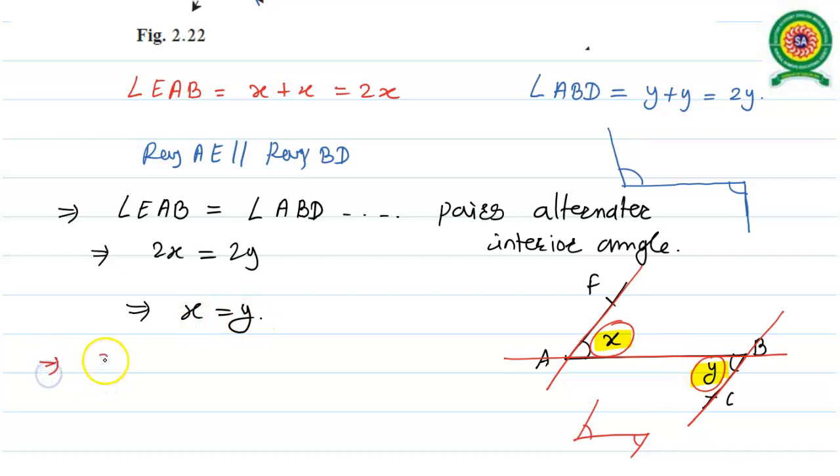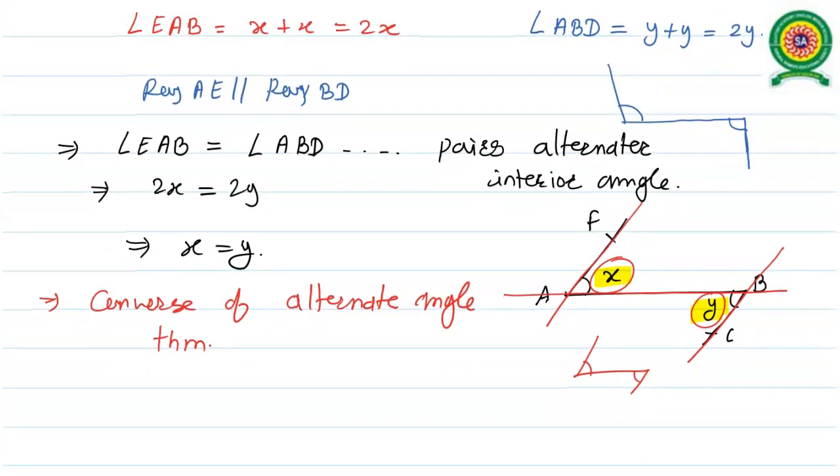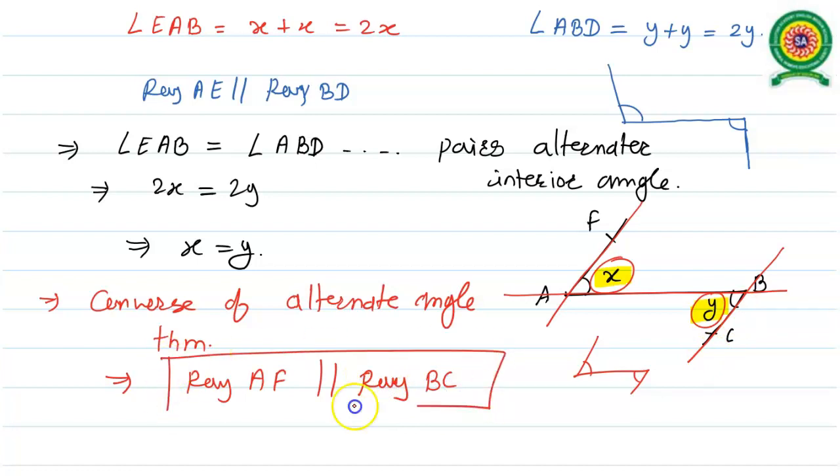So now we are using the converse of the alternate angle theorem. Once we have two lines and a transversal and a pair of alternate angles are congruent, then by the converse of the alternate angle theorem we can easily say that ray AF is parallel to ray BC, and hence we have our proof.